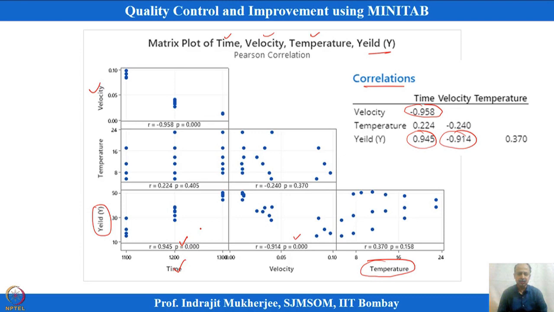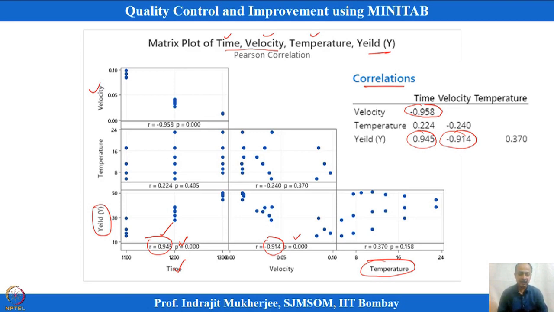So, this correlation matrix gives you some preliminary information about what is expected when we run the regression analysis. Time and velocity are two variables which are highly correlated, so we have to adopt one of them. How do we select which one to adopt? On a trial and error basis, the policy may be that the correlation coefficient with yield is 0.945 for time and 0.914 for velocity, so maybe we should select time. Time may be the only variable, replacing velocity.